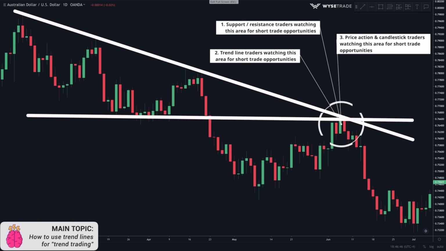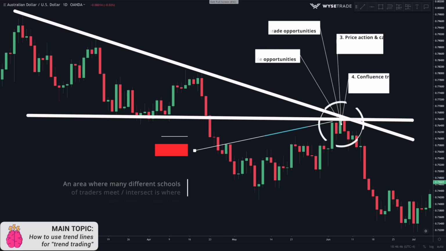And fourth, you would have confluence traders like us who are eyeing areas like this where we know other schools of traders are watching for possible short trade entries. All these different types and schools of traders with different trading styles all eyeing this area for possible short opportunities is what can trigger a possible trade entry short. Now, let's break this down step by step of what should be going through your mind as a trader.